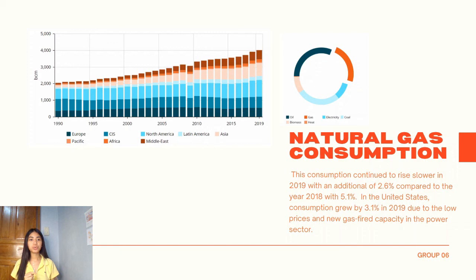3.1% was consumed in Europe as demand recovered in Spain, Germany, and Italy, and also in producing countries such as Russia, Australia, Iran, Algeria, and Egypt. However, in Asia, this consumption continued to decline in Japan and in South Korea due to lower demand in the power sector.